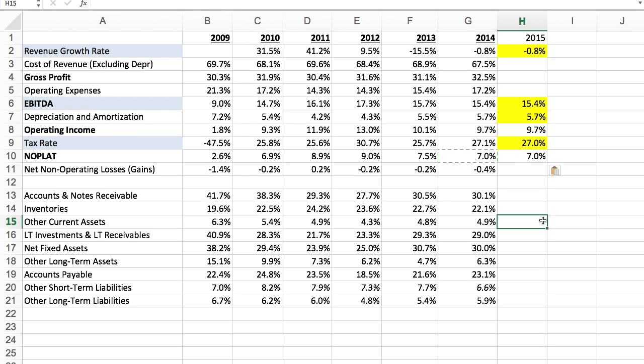And again, I don't need to directly forecast my NOPLAT as a percentage of sales because I already have a forecast for operating income and I just forecasted the tax rate. So I'm solving for the NOPLAT as a percentage of sales. That's why it's not a yellow cell. Finally, my non-operating gains and losses as a percentage of revenue equals the previous year, and I will make that yellow.